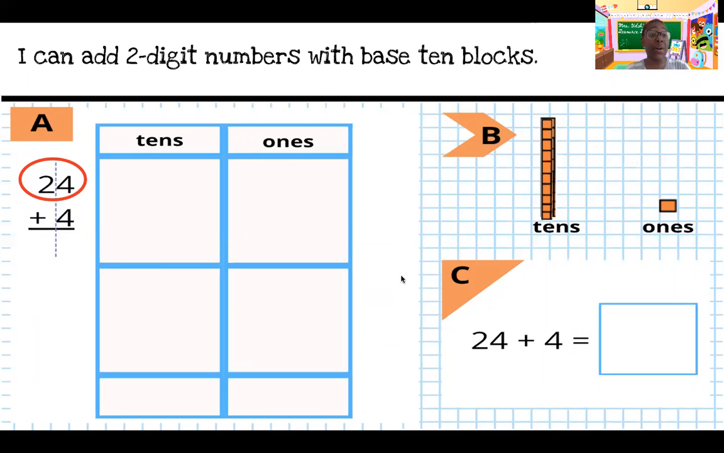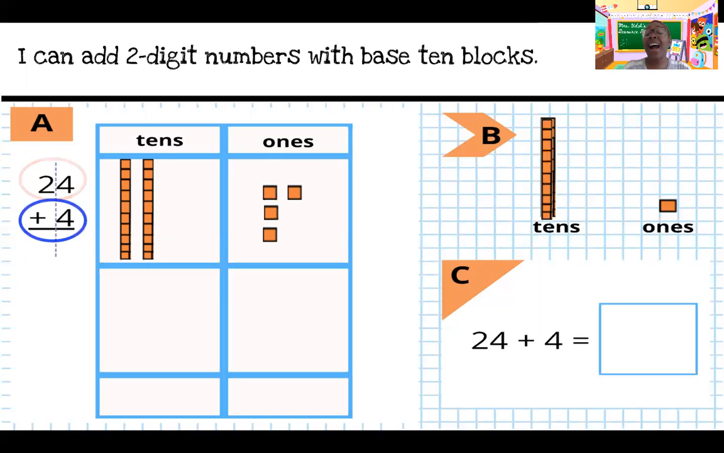Did you say 2? That's right. There are 2 10s in the number 24. How many 1s does 24 have? Did you say 4? That's right. There are 4 1s in the number 24. Let's look at our next number. Our next number is 4. Are there any 10s in the number 4? No, there are not. Well, how many 1s are in the number 4? That's right. There are 4 1s in the number 4.